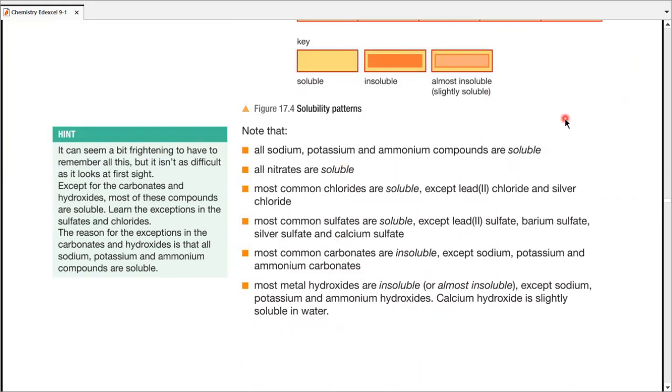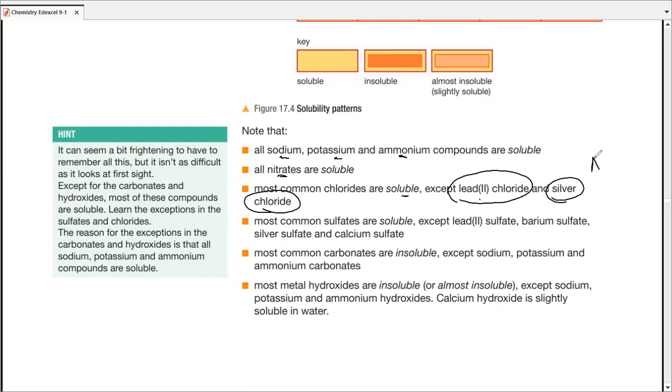Now, take a look. All sodium salts, potassium salts, ammonium salts, and nitrate salts are soluble. So that's a pretty easy thing to understand. Now, among chlorides, most of them are soluble, but there are only two exceptions. One, and this is the second one. Lead(II) chloride, silver chloride. You're supposed to memorize these names.